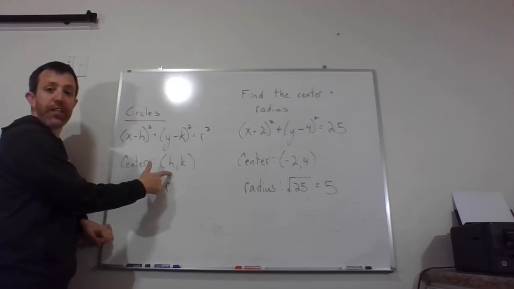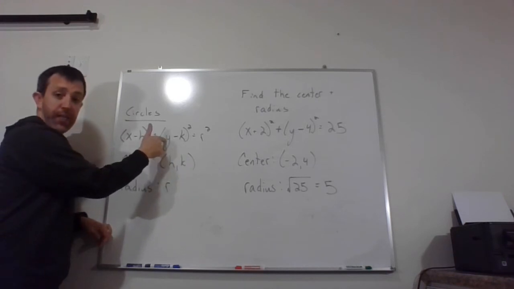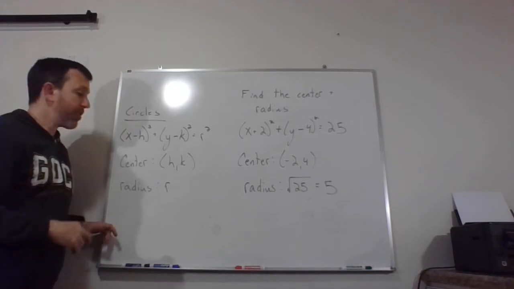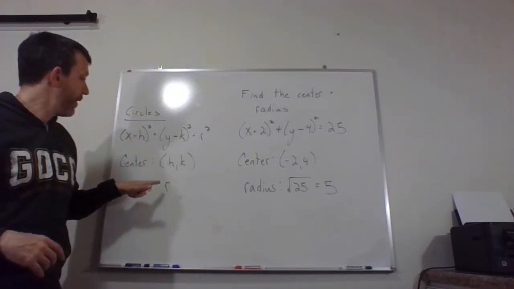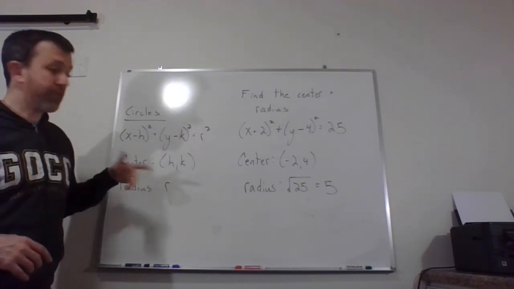Basically what we're trying to think is h is what you could plug in here for x, and it would make 0. K is what you could plug in for y, and it would make 0. Okay, so you need to be really careful with the signs for the center. The radius is, we have r squared over here. The radius is just r.